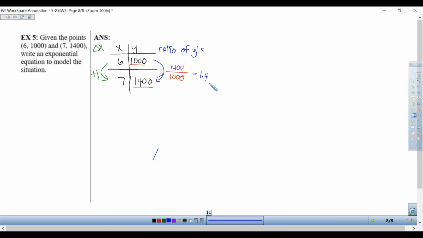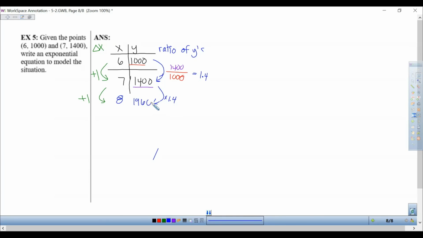Okay, so what this means is that for each X value that increases by 1, I get the next Y value by multiplying by 1.4. For example, if I were to find 8, I would add 1 here to get 8. Then I would multiply times 1.4 to get my Y. So I would take 1,400 and multiply that times 1.4, which would give me 1,960. So I can find those values like that.